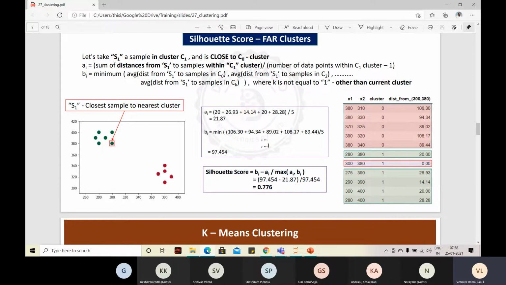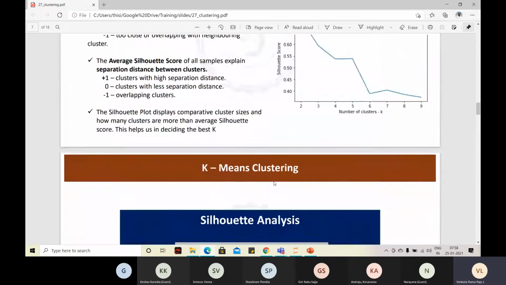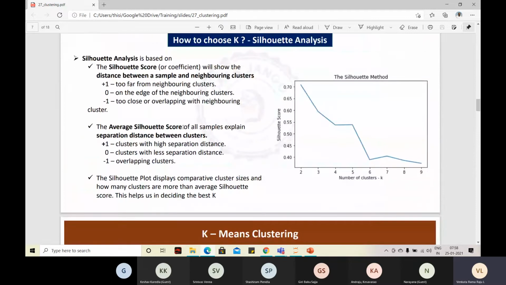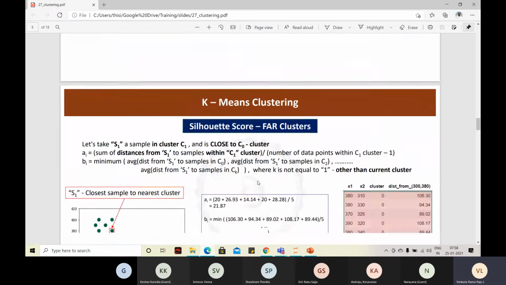Like that, we'll take this data point and calculate this score, this data point and calculate this score, and like that every data point. In all clusters, we'll take all data points, calculate this score, and take an average of it. The average score of all samples explains the separation distance between clusters. The numbers we'll see in a moment. Silhouette analysis we'll see at a later point.